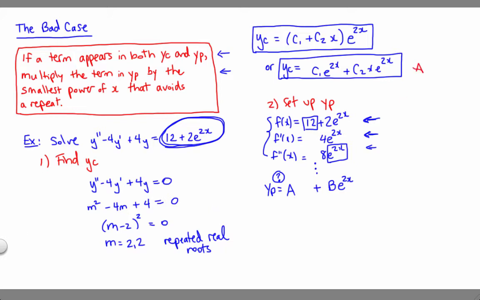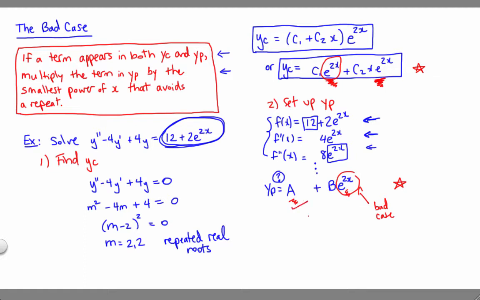So let's take a look at yc here, and let's compare it to yp. And notice that we're using the expanded version of yc just so that we can clearly see what types of terms we've got. So yc has an e to the 2x term, and it has an x e to the 2x term. Okay, and then what does yp have at this point? It's got a constant, and it's got an e to the 2x term. Okay, so we've got a problem. See, this e to the 2x, that's repeated up here. So you could say this is the bad case. This particular term here, this second term, is a problem.